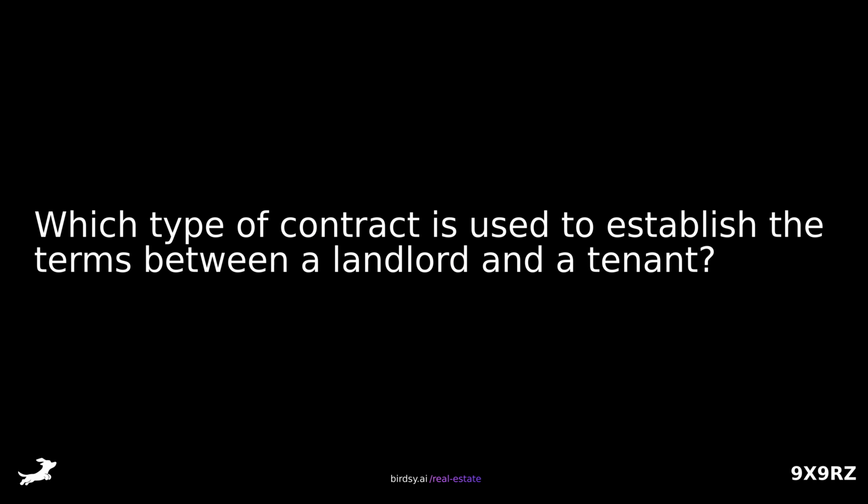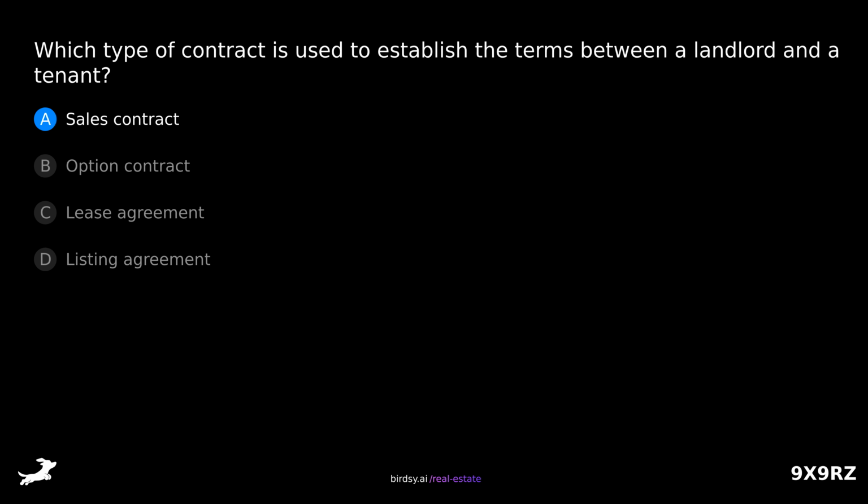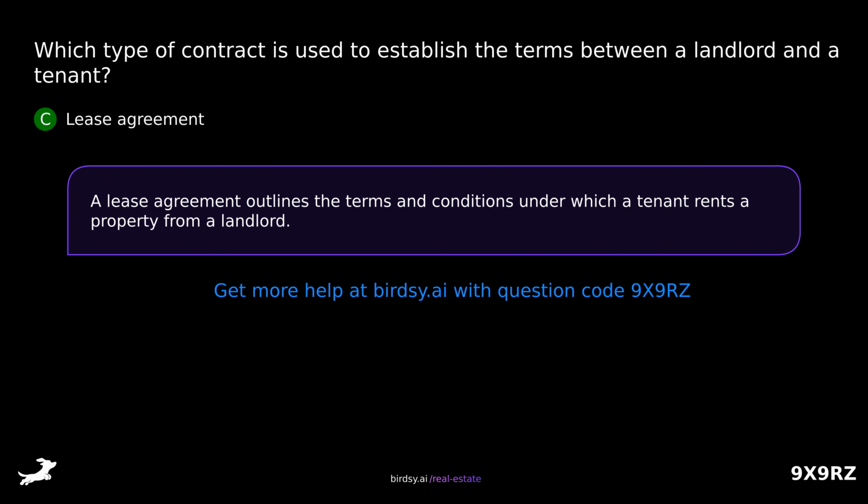Which type of contract is used to establish the terms between a landlord and the tenant? Is it A, sales contract? B, option contract? C, lease agreement? Or D, listing agreement? The answer is C, lease agreement. A lease agreement outlines the terms and conditions under which a tenant rents a property from a landlord.